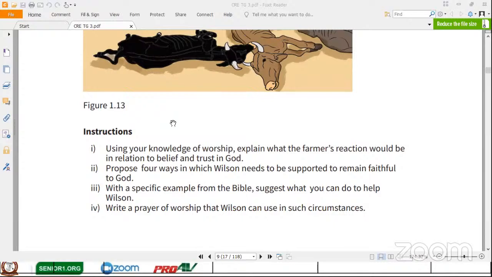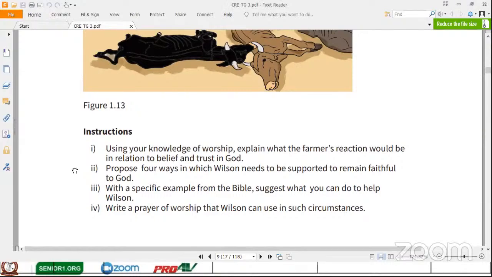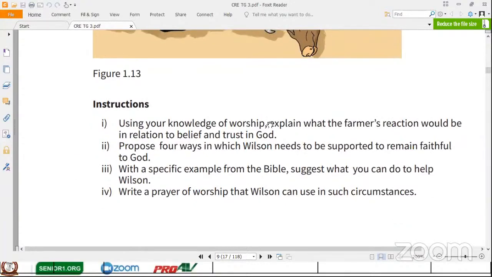Question number one, using your knowledge of worship, explain what the farmer's reaction would be in relation to belief and trust in God. Number two, propose 4 ways in which Wilson needs to be supported to remain faithful to God. Number three, with a specific example from the Bible, suggest what you can do to help Wilson. And the last one, write a prayer of worship that Wilson can use in such circumstances.